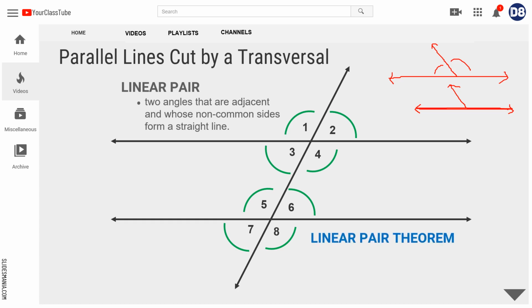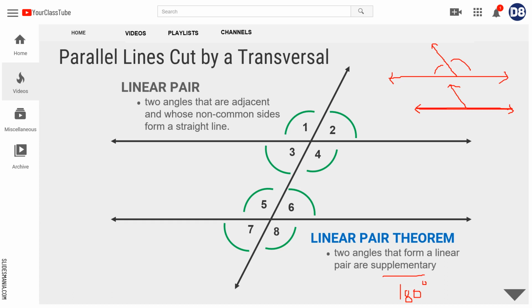Then, we have a theorem regarding linear pairs. The theorem says that two angles that form a linear pair are supplementary. When we say supplementary, the sum is 180 degrees. This was explained before, why a straight line measures 180 degrees.